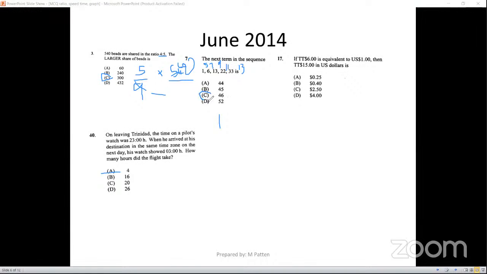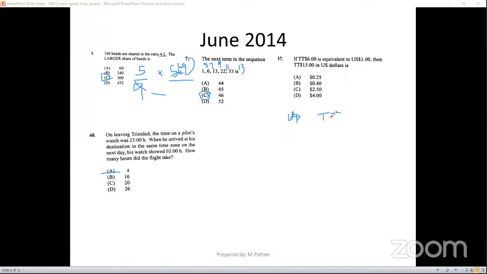So 33 plus 13 would give us C, 46. Number 7, C. All right, the people who were not at the study session on Monday, can you answer me, please? All right, so the answer is indeed C.